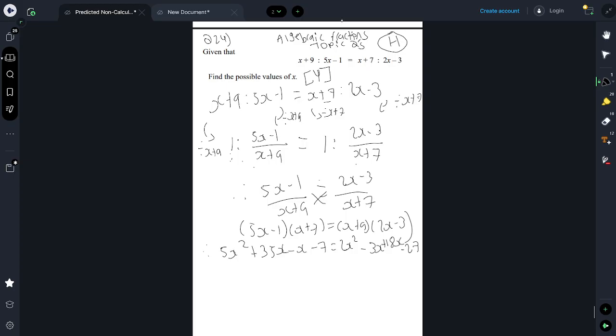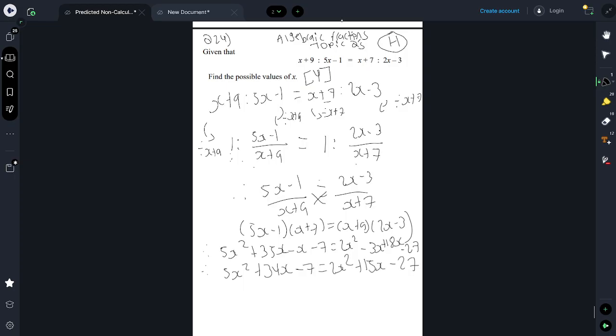Firstly, let's simplify both sides a bit more. So 5x squared plus 35x minus x, that's going to be plus 34x minus 7, and that's going to be equal to 2x squared minus 3x plus 18x, that's going to be plus 15x minus 27.